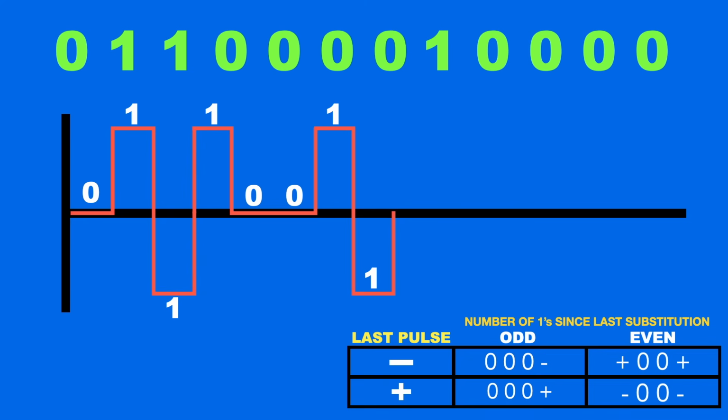So now, because we had a single 1 bit since the last substitution, and that is an odd number and its polarity is negative, therefore this pattern is used.